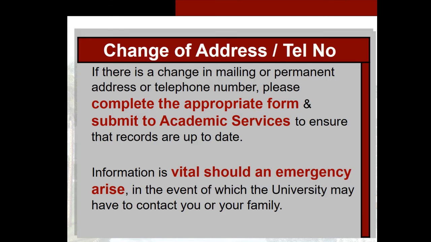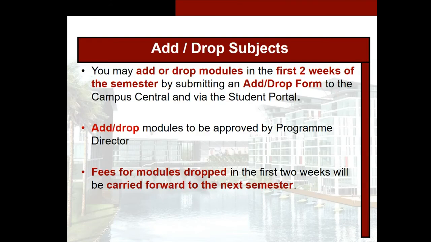If there is a change in mailing or permanent address or the telephone number, please fill in the form and submit to the campus central to ensure that all the records are updated. Vital information like contact number and emergency contact number need to be informed to the campus central. If there is any emergency, we will contact you or your family.